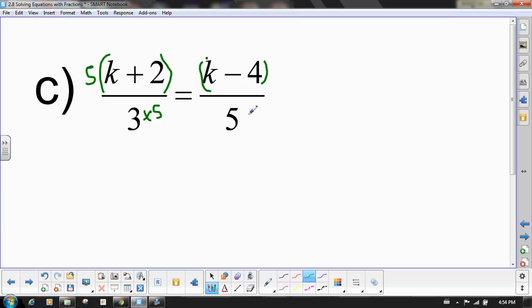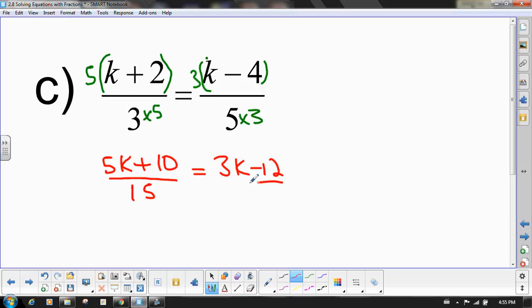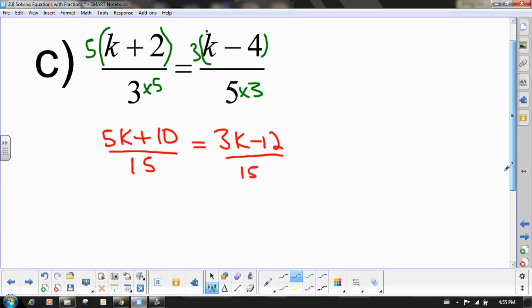The right side, I'm going to multiply by 3. Now I'm writing the 3 in front of the bracket. If you write it on the back of the bracket right here, it works the same way, except you've got to remember that everything inside that bracket is going to be multiplied by 3. Now that I've done that, I'm going to have 5k plus 10 over 15 equals 3k minus 12 over 15. So mathematically, I haven't changed anything. The equation looks different, but I technically haven't changed anything.